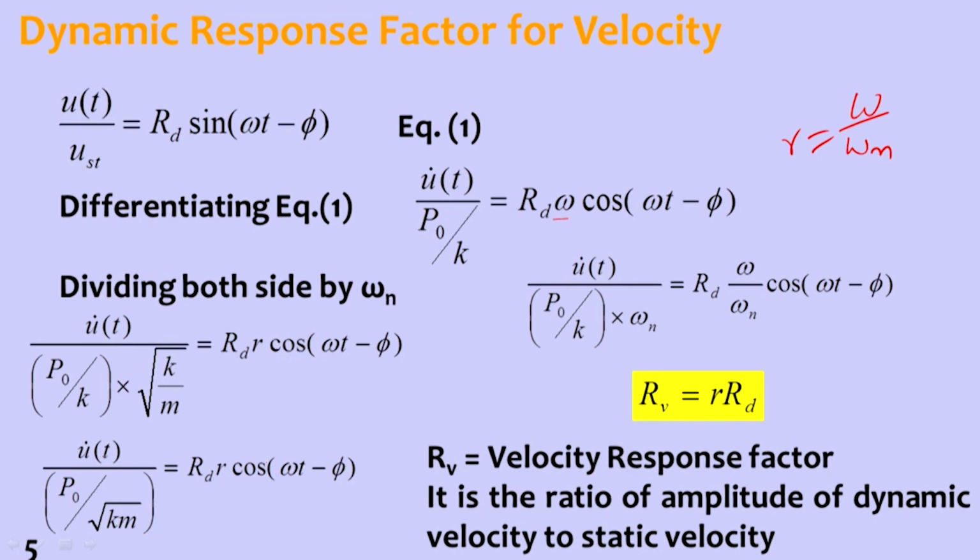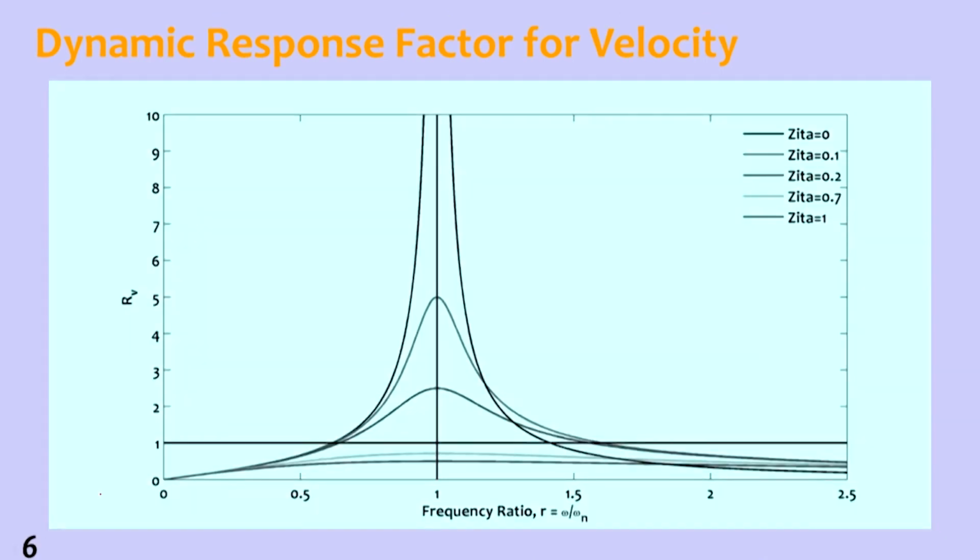What we can look at is u dot t, which means velocity, so this term can be treated as Rv. This is called the dynamic response factor for velocity. It is the ratio of amplitude of dynamic velocity to static velocity. It is like Rv: dynamic velocity, and this is static velocity. The graph, if we plot this, will look like this.